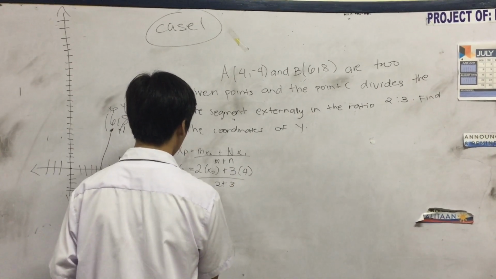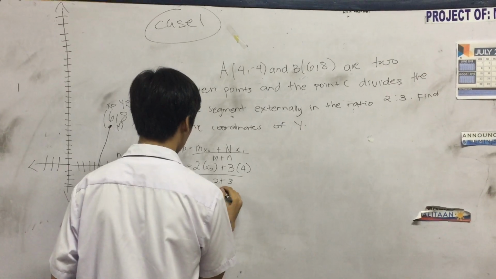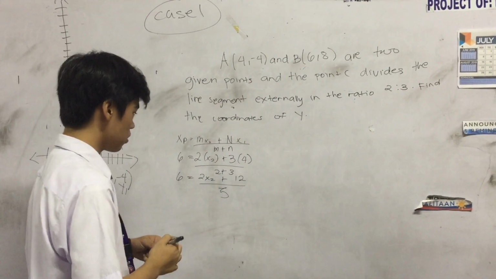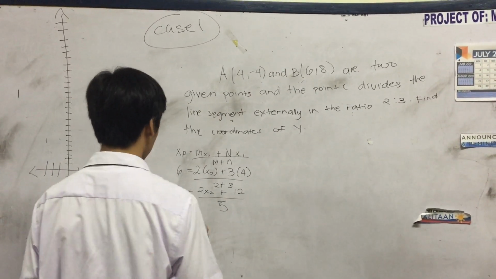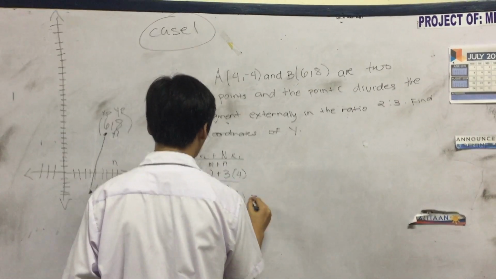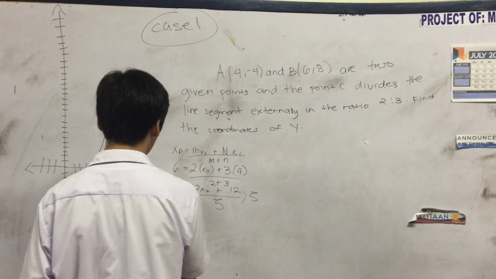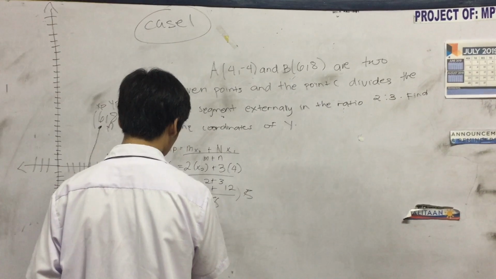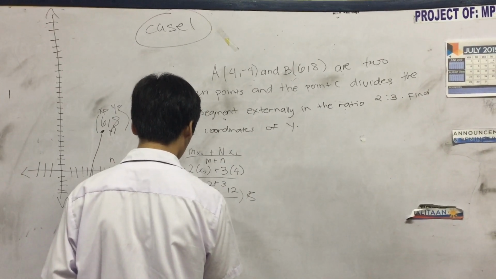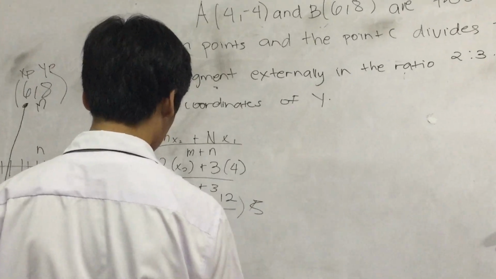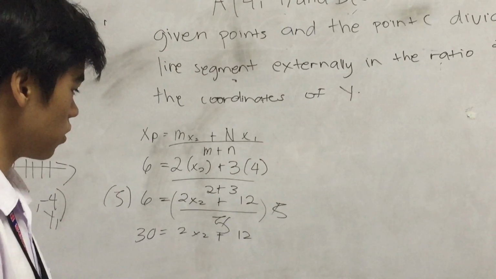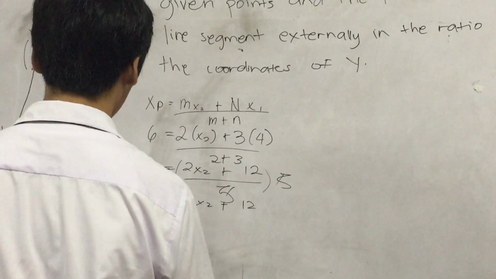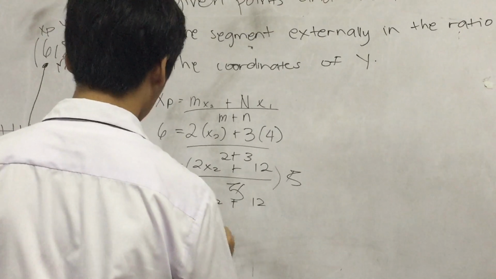6 is equal to 2 x sub 2 plus 12 over 5. So to cancel the denominator, we need to multiply both sides by 5. So 5 times 6 is equal to 30. 30 is equal to 2 x sub 2 plus 12. So we need to transpose the 12 to the 30. So it's going to be 30 minus 12 is equal to 2 x sub 2.